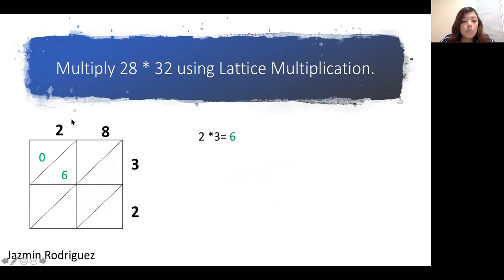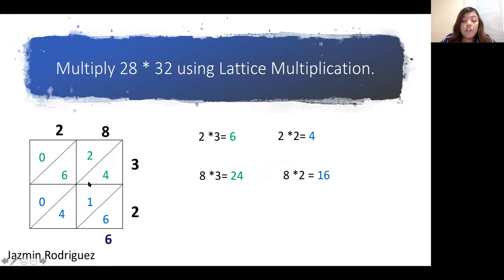Next, we're going to multiply 8 times 3, and we get 24. So we place our 1s under the diagonal and our 10s above the diagonal. Our next multiplication is going to be 2 times 2, which is 4. Once again, place the 4 under the diagonal with the 0 on top. And then we do 8 times 2, which is 16, and we fill that in.